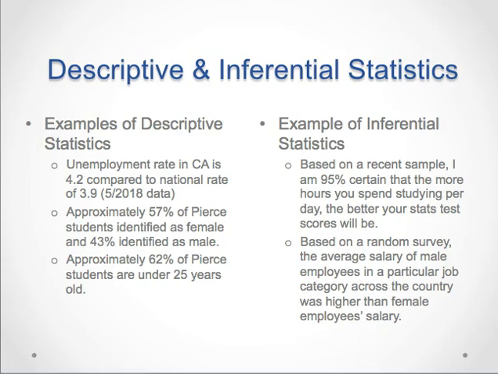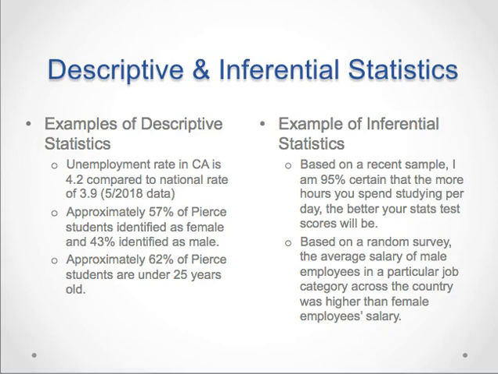So here are some examples of descriptive statistics. The unemployment rate in California is 4.2 compared to the national rate of 3.9, based on May 2018 data. Approximately 57% of Pierce students identified as female and 43% identified as male. Approximately 62% of Pierce students are under 25 years old.